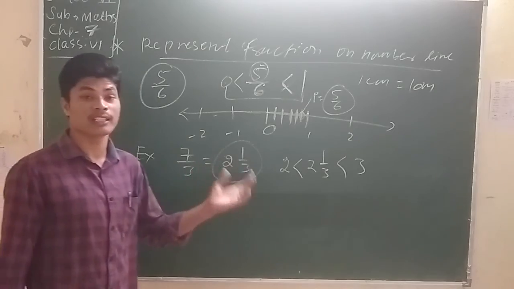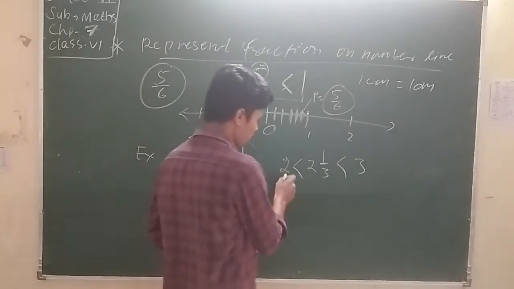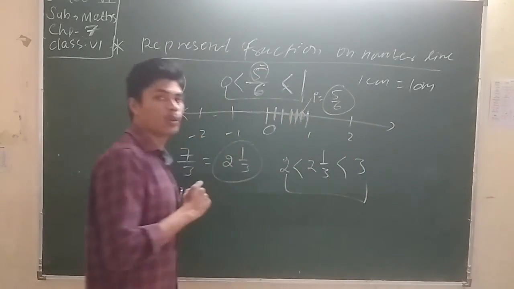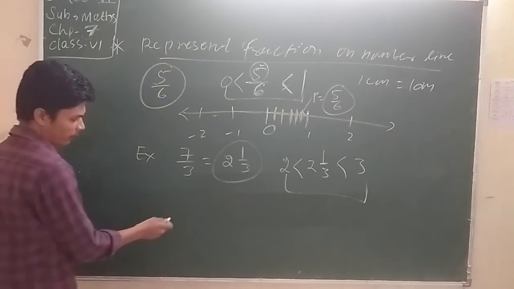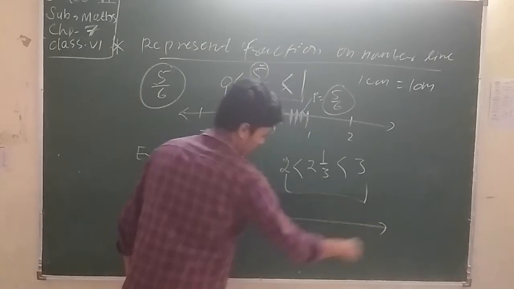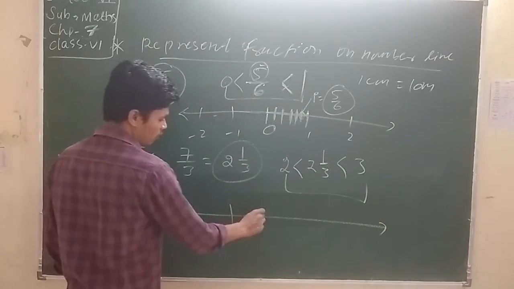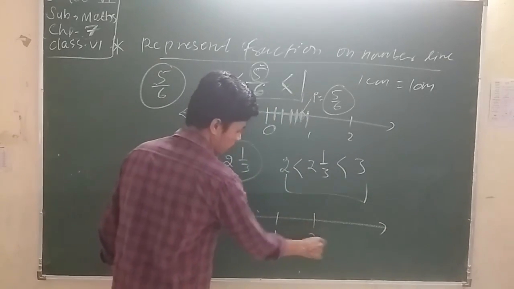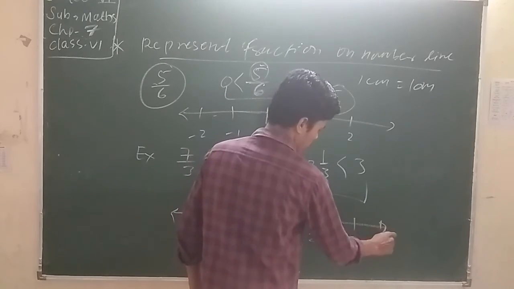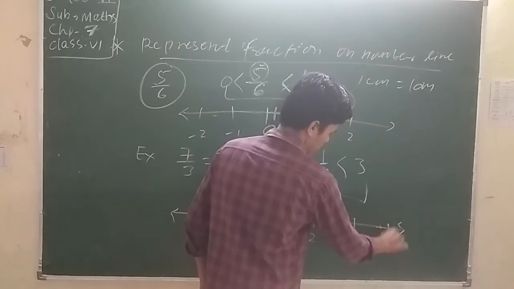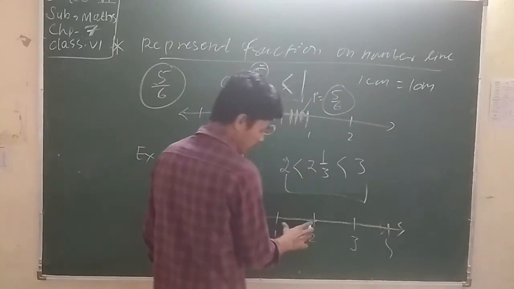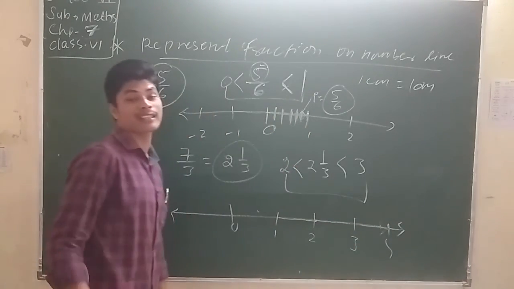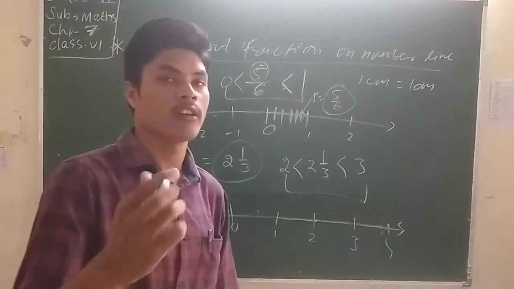First compare. The number is lying between which numbers? Greater than 2 and less than 3, that means the number is lying between 2 and 3. Now we represent it on the number line. Here we write 0, 1, 2, 3, 4. And this part we divide into equal parts, with the same distance. We take the same distance using the scale or the compass.